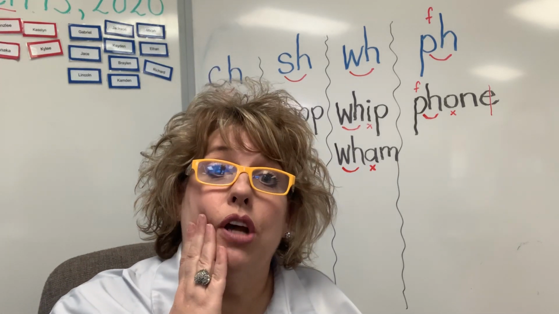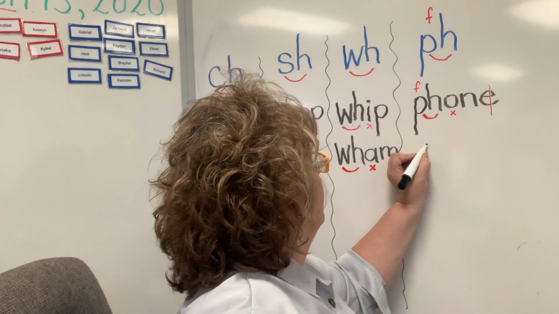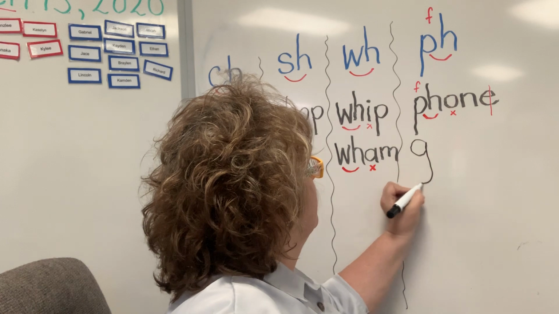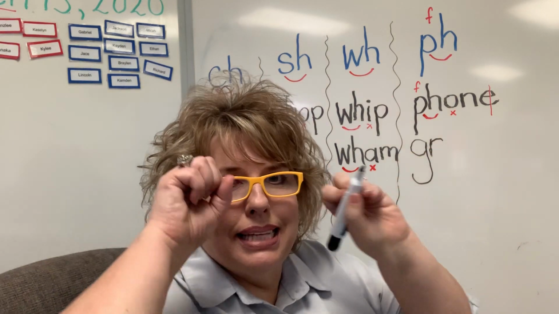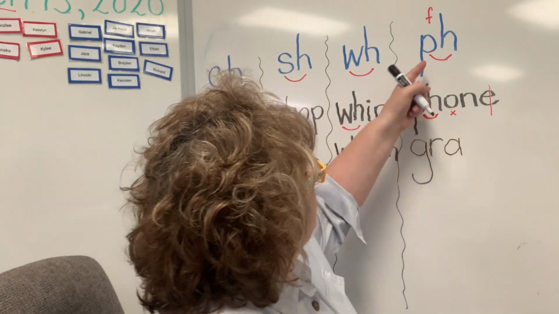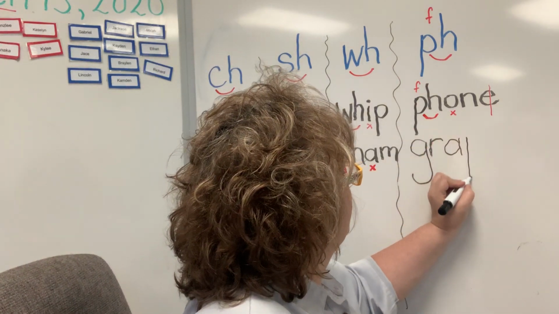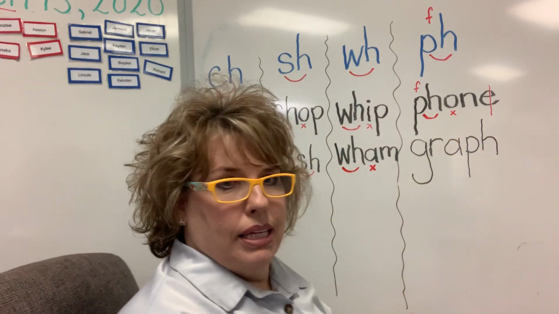I'm telling you all that to say we're going to write the word graph. Now it starts with an R blend. Grr. Do you hear that beginning sound? G. R. What makes the A? A. And then we're going to put the PH sound at the end. PH. Can you see that word?